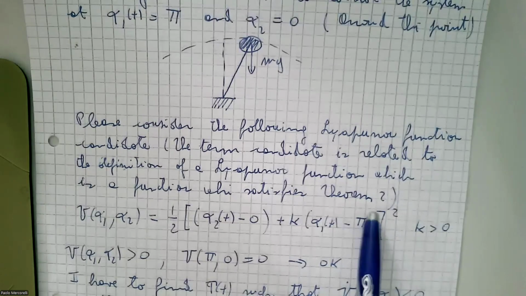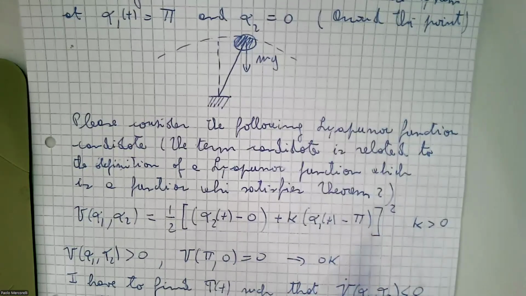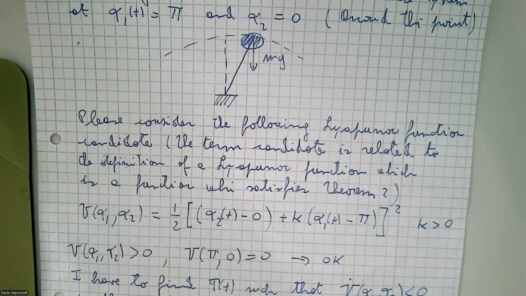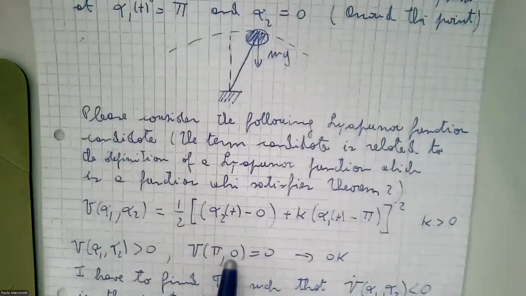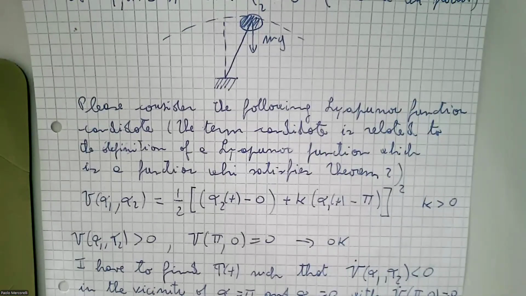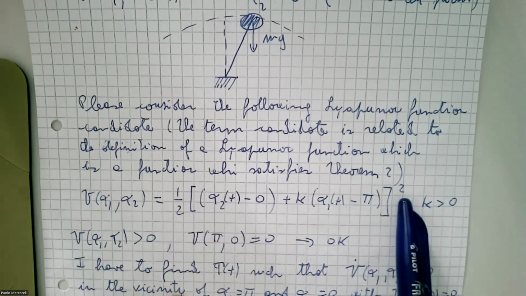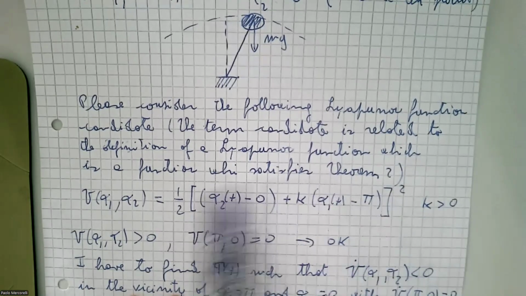Because everything which is here is squared, this is positive. At pi and 0, it is 0. This means two conditions are satisfied. It is positive because everything inside is squared. For this condition, I don't need k larger than 0 because it's inside.